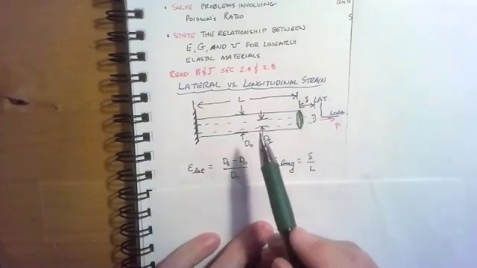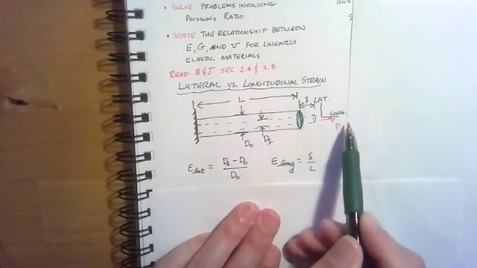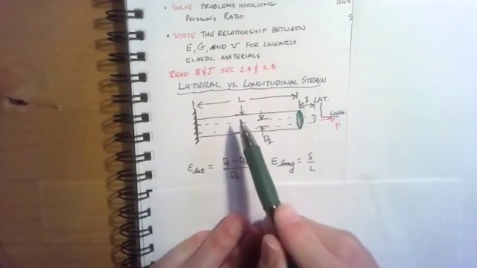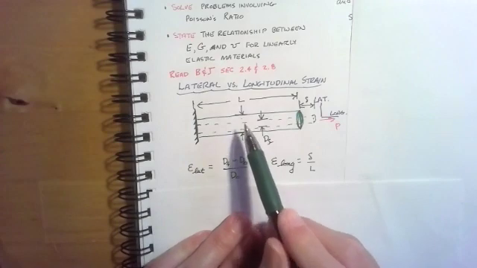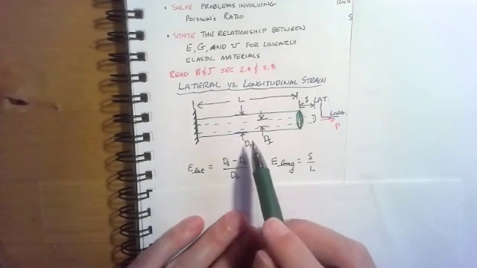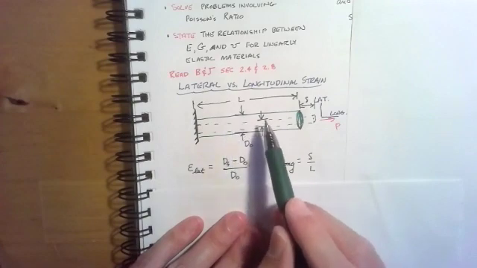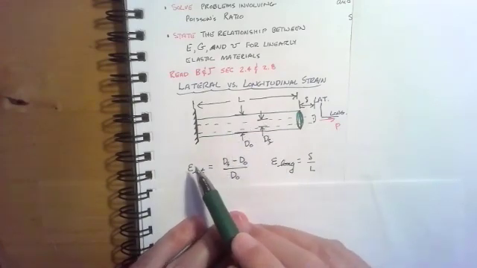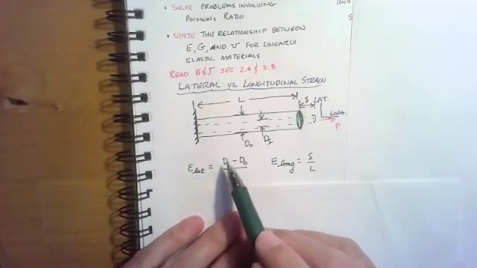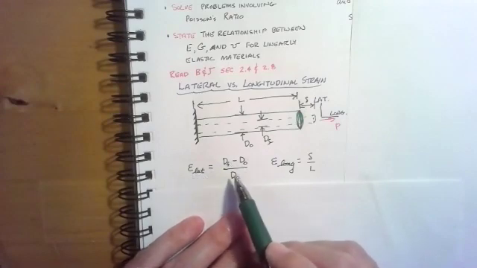However, for the lateral strain, what we'll notice is that as we pull on this rod, the rod is going to shrink, it's going to narrow, and it's going to have an initial diameter, and then it's going to shrink, and it's going to have a final diameter. And the lateral strain is the final diameter minus the initial diameter divided by the initial diameter.